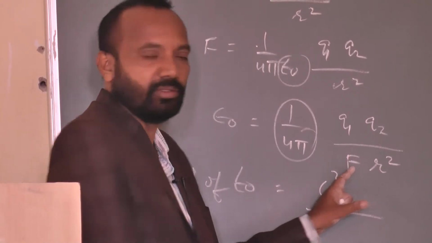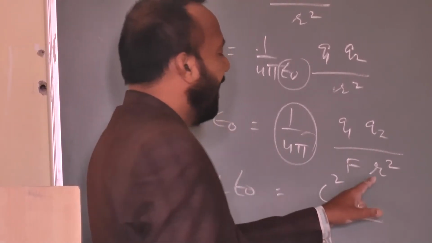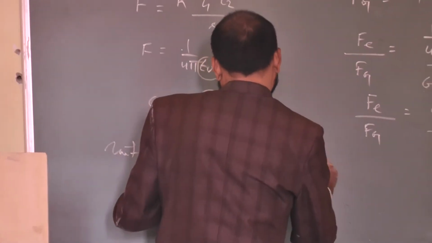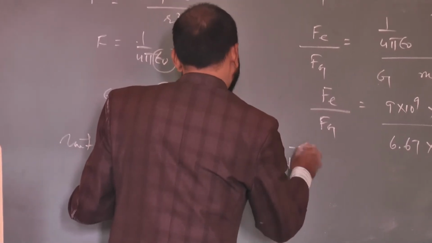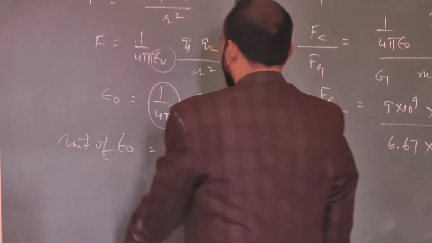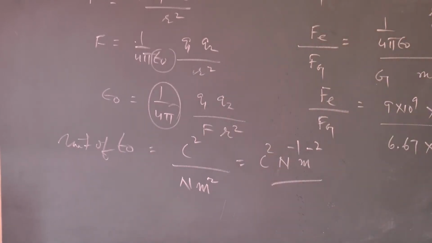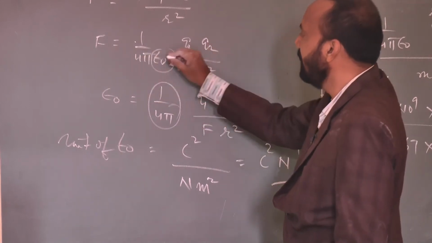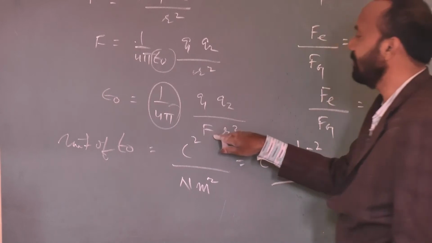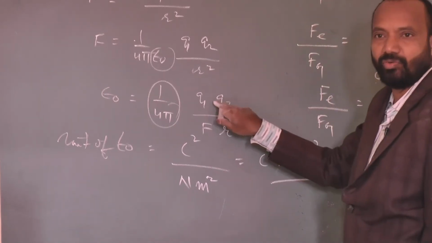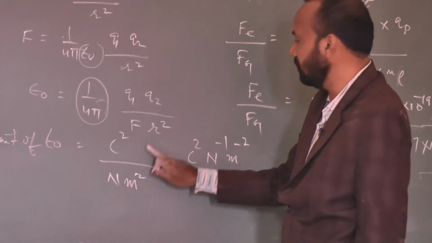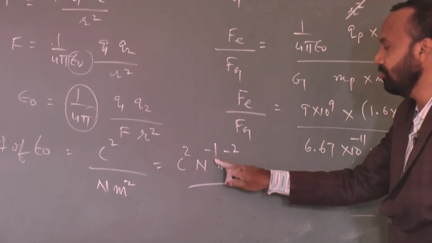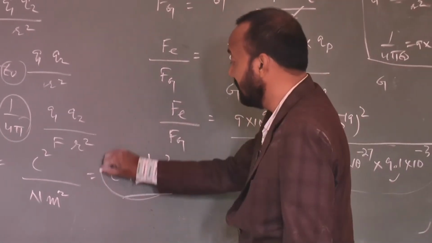What is the unit of force? Newton. The SI unit of force is Newton, and distance unit is meter, so meter square. So I will get coulomb square per Newton per meter square. This is the unit of epsilon naught. Once again, F is equal to 1 by 4 pi epsilon naught, Q1 Q2 by R square, epsilon goes to the other side, F comes to the denominator, then Q1 Q2 is coulomb square, F unit is Newton, R square is meter square. So coulomb square per Newton per meter square is its SI unit.